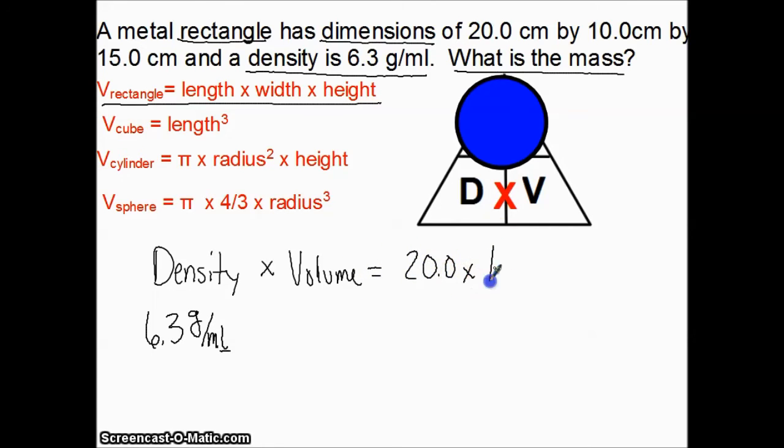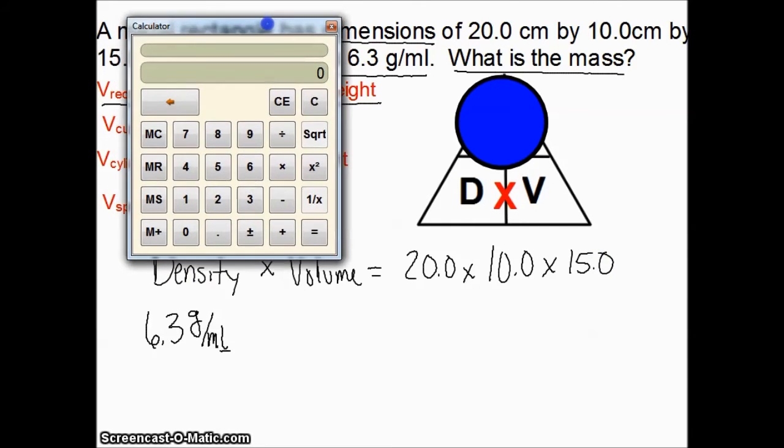And we have those dimensions, so the volume is going to equal 20.0 times 10.0 times 15.0. So you can use a calculator if you like. I'll bring one in for you. So you have 20.0 times 10.0 times 15.0 equals, and we get 3,000. So that is our volume. That's what we'll plug in here.